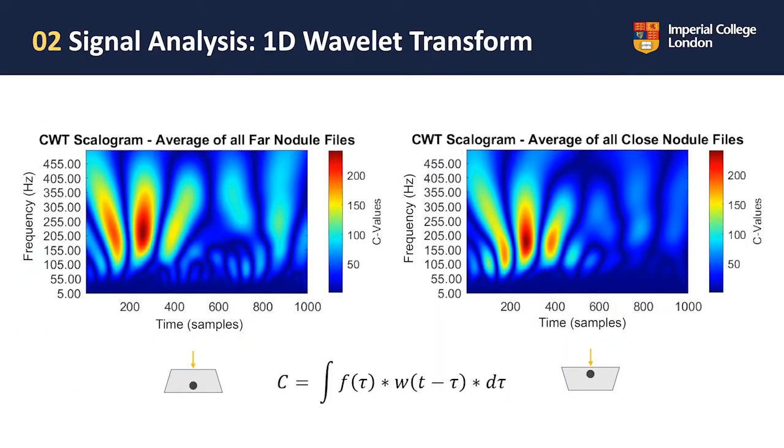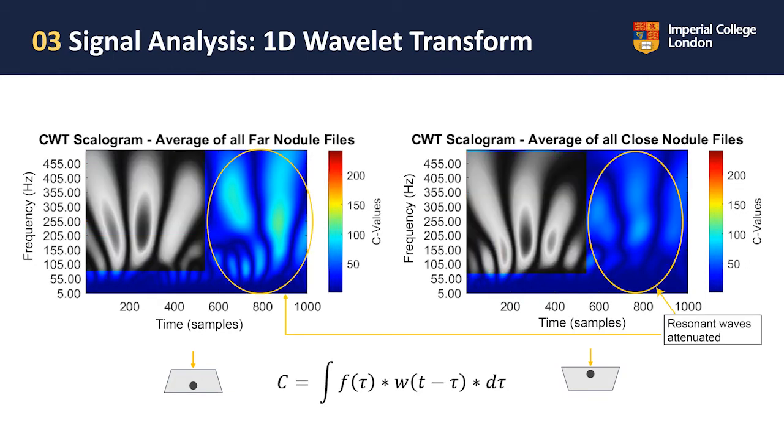Here are coefficient scalograms for the average across all samples in close nodule and far nodule percussion instances. These scalograms correspond to the one-dimensional continuous wavelet transform of the acoustic response using the Symlet wavelet family. These graphs show the dampening effect of nodule depth on the frequency intensities. The close nodule attenuates the frequencies more quickly than the far nodule.